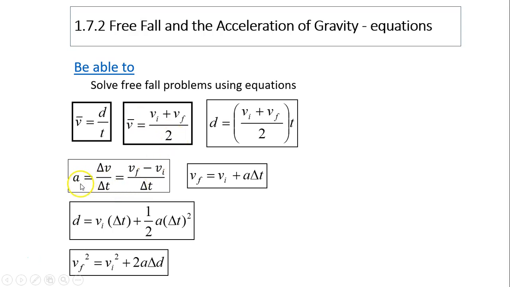By definition, acceleration is the change in velocity divided by time. After we rearrange this equation, we have Vf equals Vi plus At. Here, a is the average acceleration. So the last two equations are only valid if acceleration is constant.